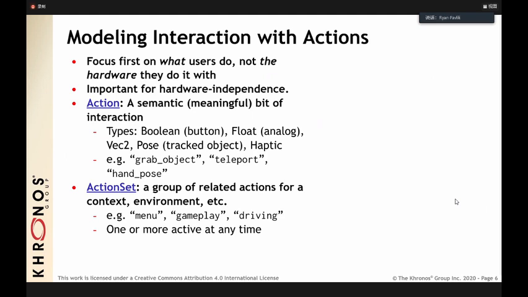There are several types of actions available. Boolean is essentially a button action. It is either on or off. Float actions are things like an analog trigger. Vector 2 are two-dimensional floats, things like a thumbstick or trackpad. Pose is a special kind of action that's a tracked object. Frequently, these represent hands. Finally, haptic actions are an output action allowing you to provide rumble or tactile feedback to the user.